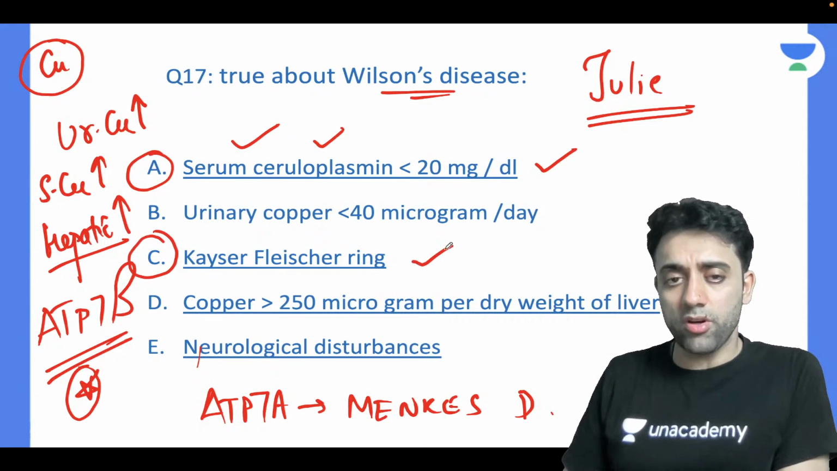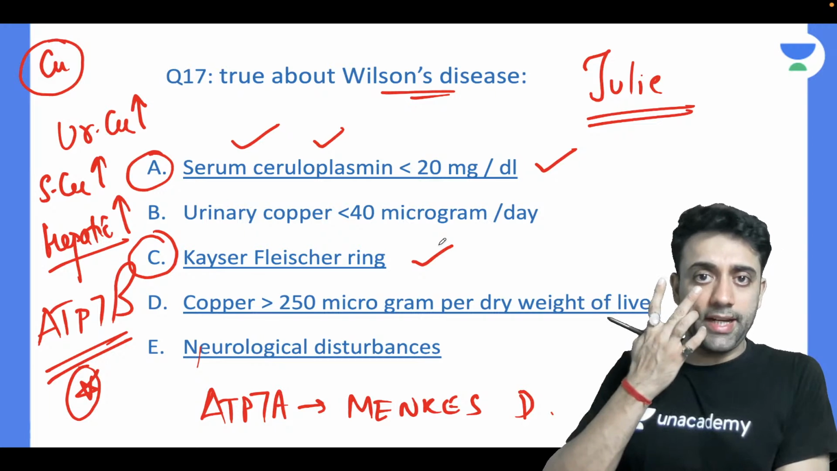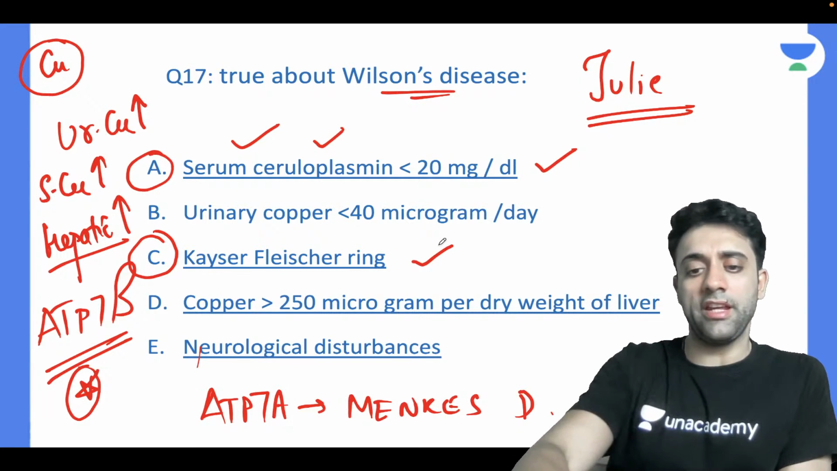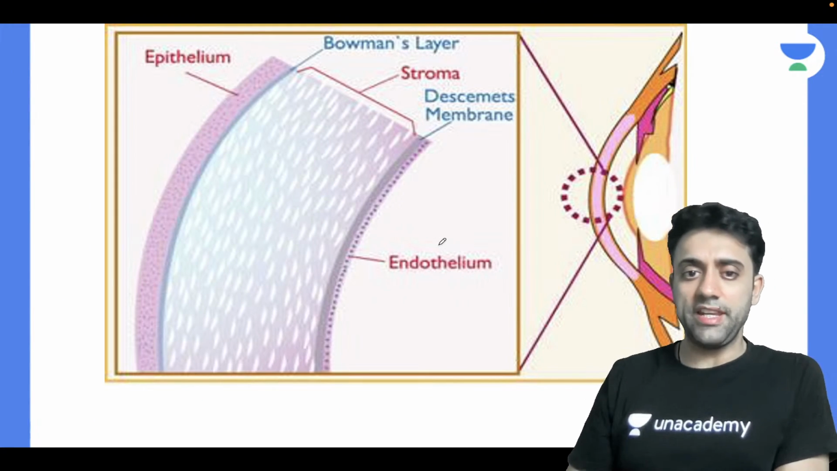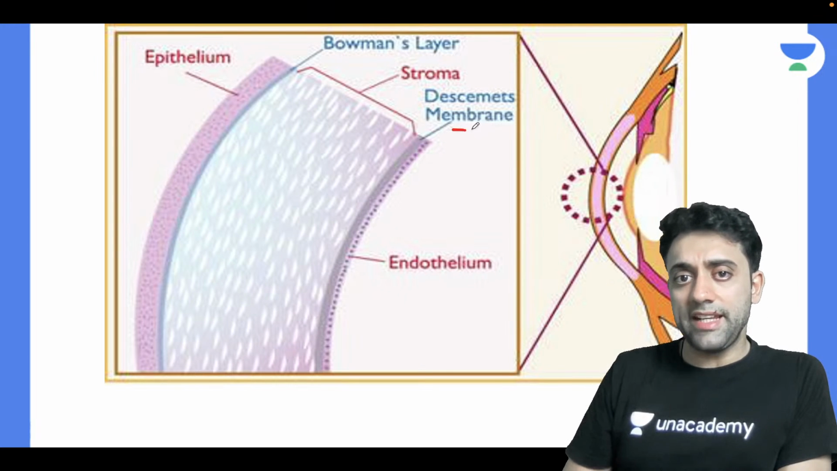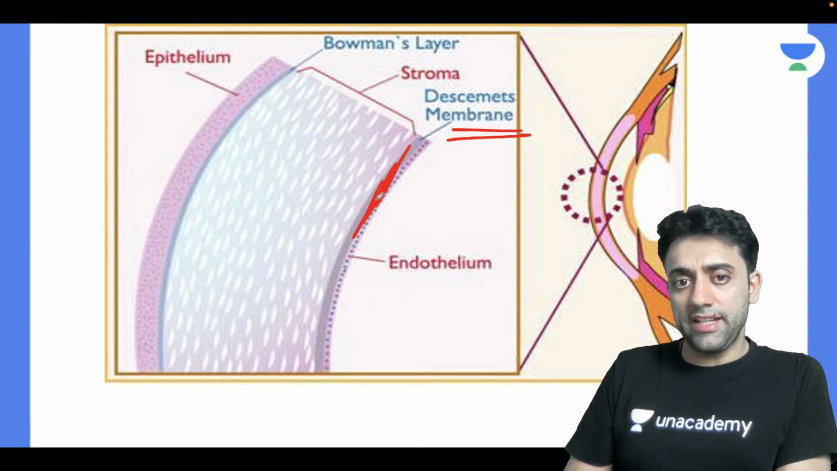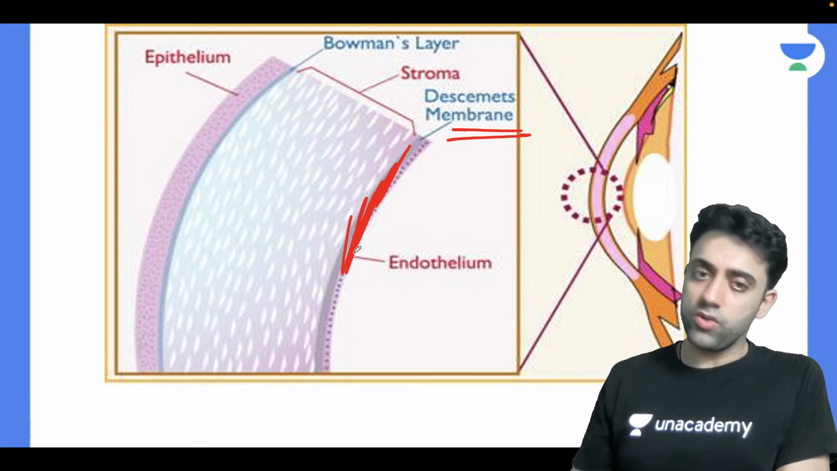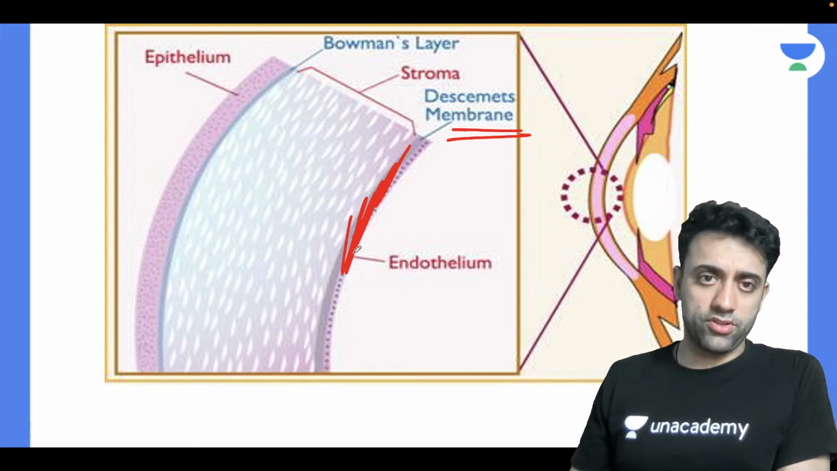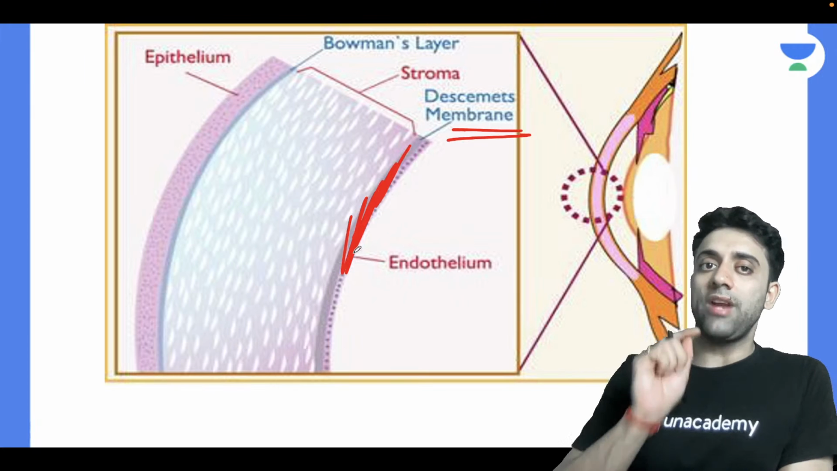KF ring. Now, very importantly, Kaiser-Fleischer ring in the Descemet membrane of my cornea. Let me show you one picture. This is the cornea, the Descemet membrane, the last layer of the cornea. You have this copper deposition forming a ring known as KF ring.